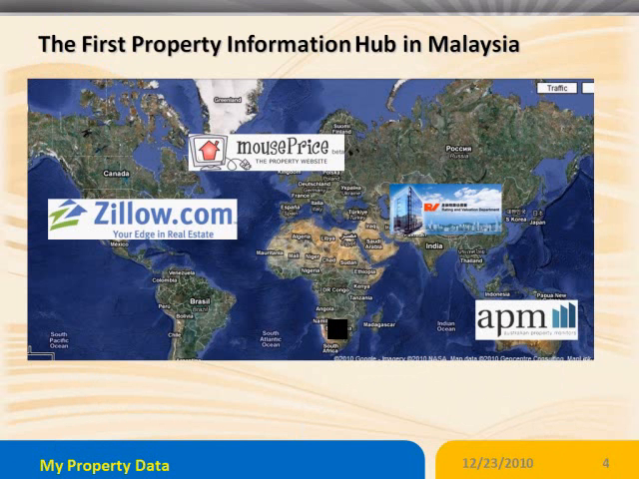We plan to become the first property information hub in Malaysia. Others in the world have done it, but we anticipate to become the first. In America, we have Zillow.com. In the UK, we have mouseprice.com, and APM in Australia, and we definitely need one for Malaysia so that we can create centralized, easy to access property information.